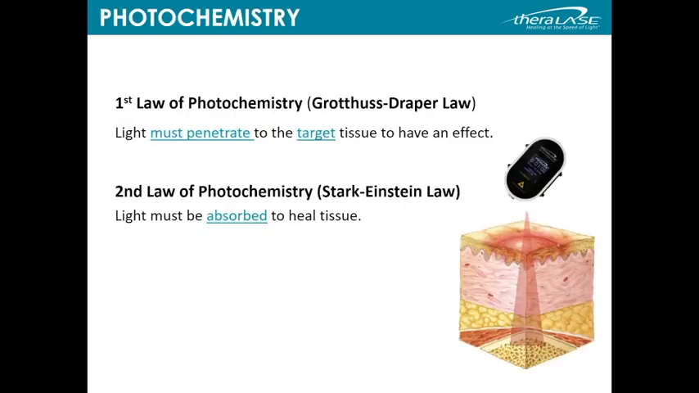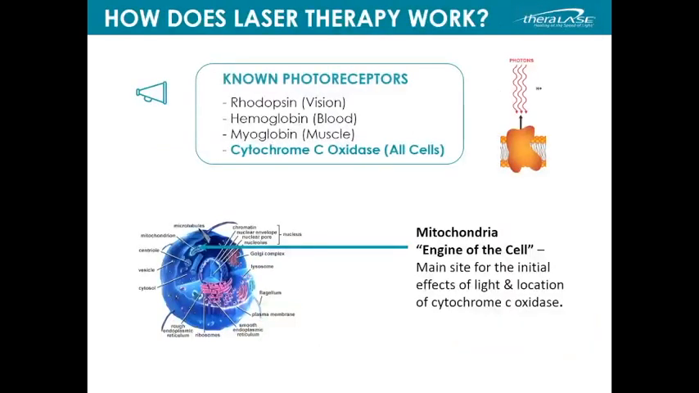Now, first, there are two laws of photochemistry behind low-level laser therapy. The first law of photochemistry, known as the Grotthuss-Draper law, states that light of the correct wavelength must penetrate to the tissue of interest in order to get a result. So in other words, the light must be absorbed by the cells. The second law of photochemistry, known as the Stark-Einstein law, states that light that is absorbed by the tissues will cause a photochemical reaction.